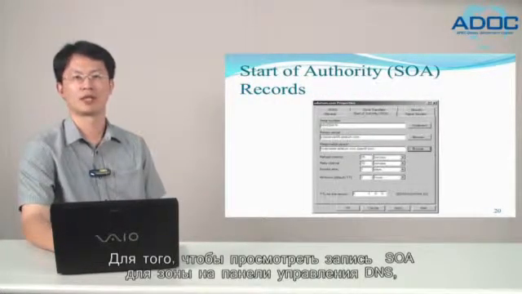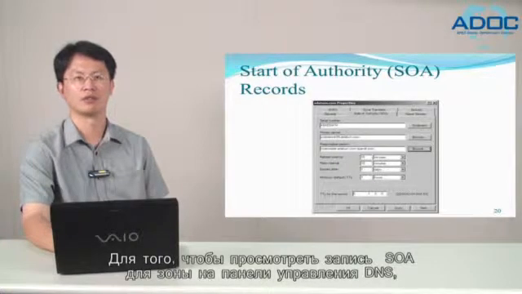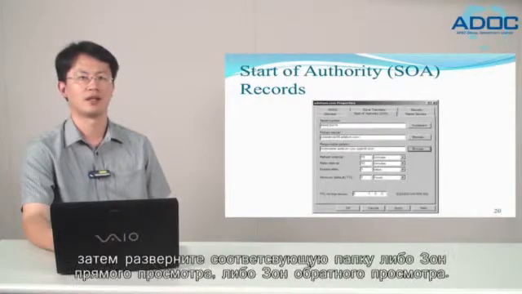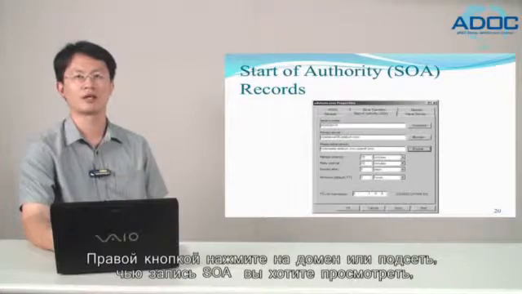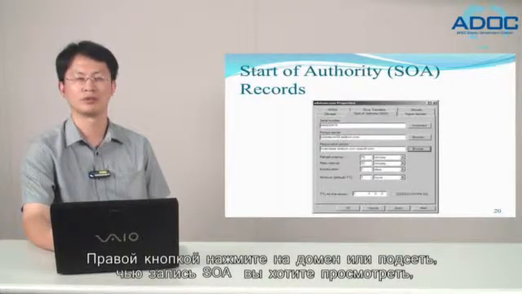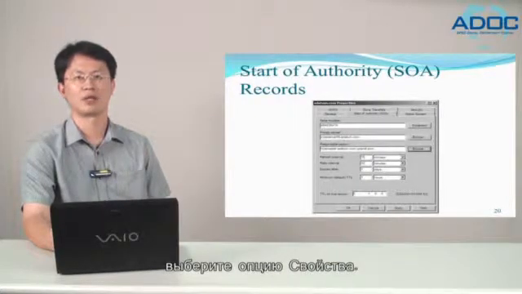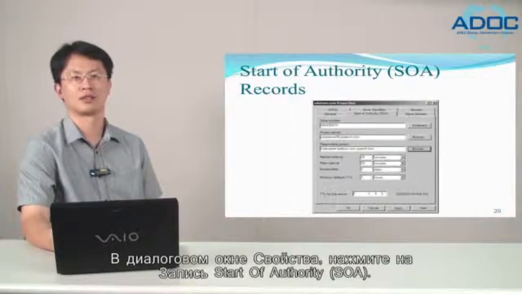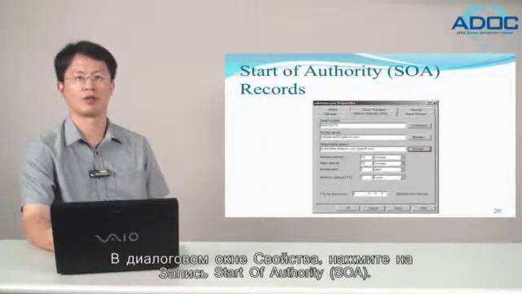To view the SOA record for a zone in the DNS console, expand the node for the primary name server, and then expand the related forward lookup zones or reverse lookup zones folders as appropriate. Right-click the domain or subnet whose SOA record you want to view, and then select Properties. In the Properties dialog box, click the Start of Authority (SOA) tab.